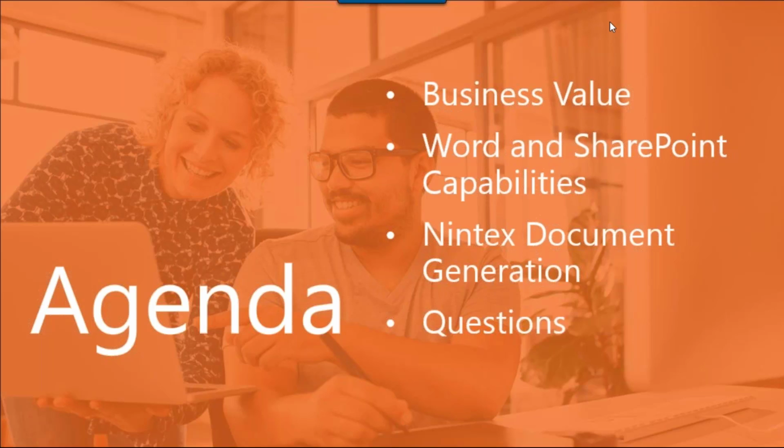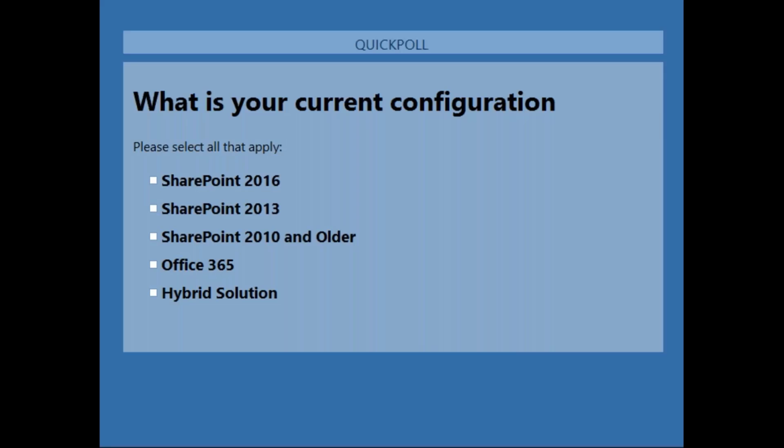Why don't we all go ahead and choose any that apply here. What is your current configuration? Do you have SharePoint 2016, SharePoint 2013, 2010 or older, Office 365, or a hybrid? You can choose all that apply. I'm going to leave this up for about another 30 seconds and let everybody answer that can. I know that a lot of customers do have multiple types of deployments, so it's okay to multi-check.